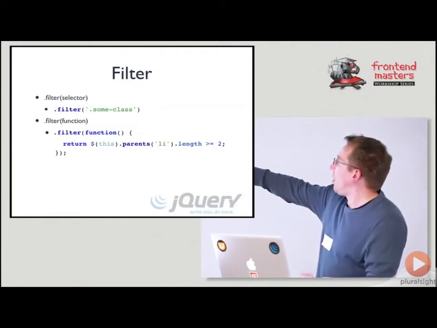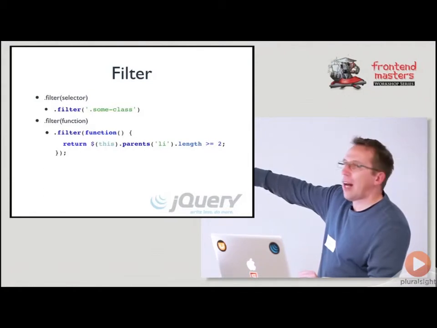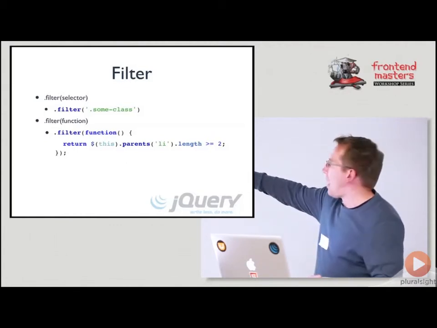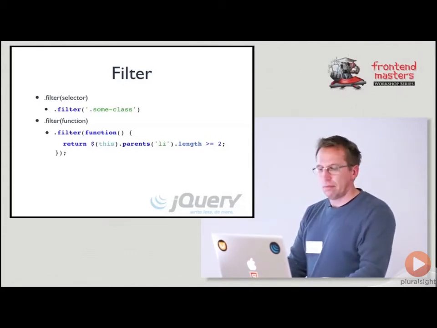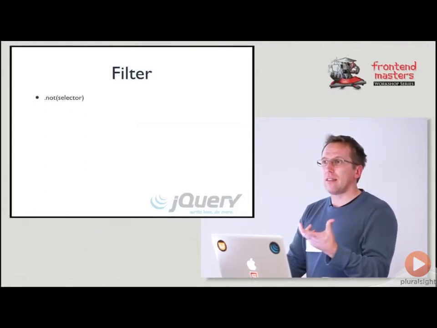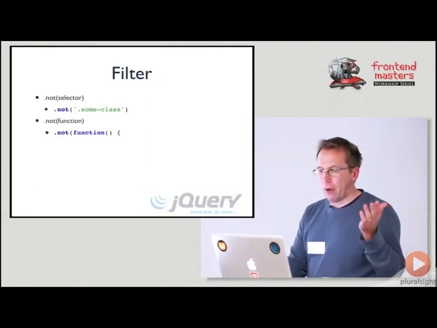So here, if I said all LIs that have more than one LI as an ancestor, so 2 or more, then it would only give me those that have 2 or more LIs as an ancestor. Okay. You can filter the opposite way with not. You say, okay, so only keep the ones that don't match this, that aren't some class. Okay, and you can use the function the same way.